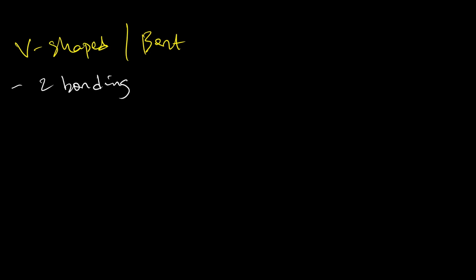So let's look at the V-shaped molecule, or bent, depending on your specification. So in V-shaped molecules, there are usually two bonding pairs of electrons and two lone pairs of electrons.